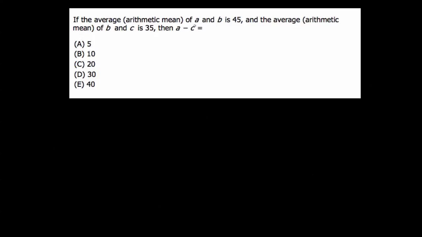If the average of A and B is 45 and the average of B and C is 35, then the question says, what is A negative C?